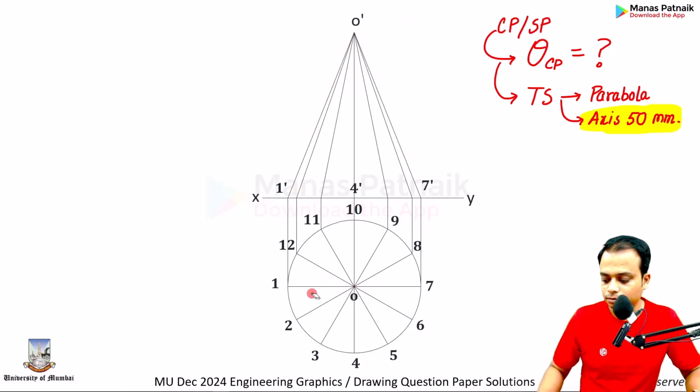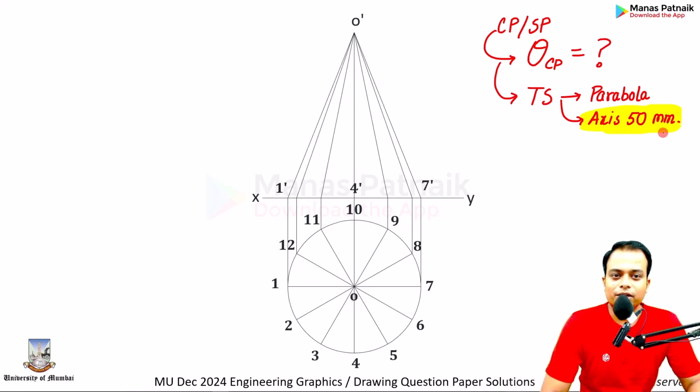Okay, how do we approach now? What is the length of the axis? 50. So from here, keep the zero of your scale over here and mark a length of 50. From here, go horizontal. Done. Let's say this is point Q.